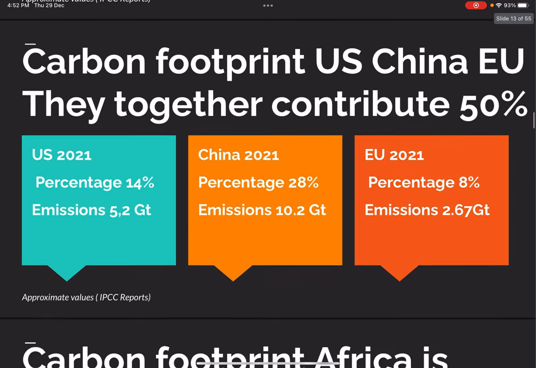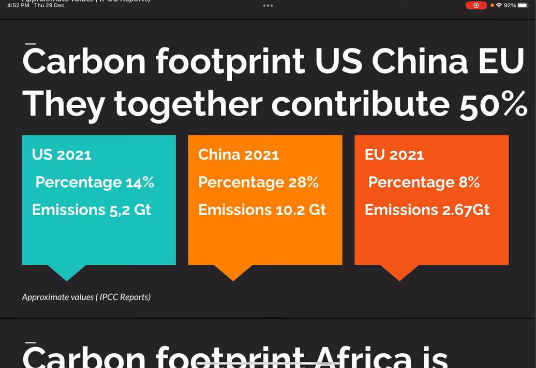Another way of looking at it is how the carbon footprint changes with different nations. Okay, so the carbon footprint of USA, for example, is 5.2 gigatons. That of China is 10.2 gigatons. That of European Union is 2.67 gigatons. Okay, so this is the data which you can easily obtain from the internet, right? The contribution of United States as of now in 2021 in greenhouse gas effect is 14%. That of China is 28%, that of European Union is 8%.